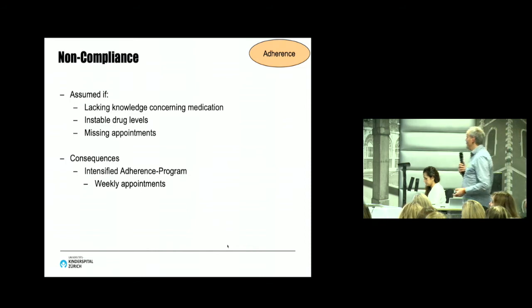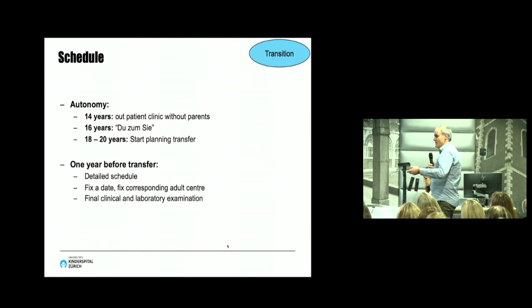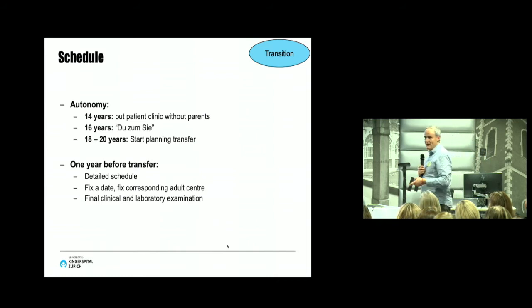We make weekly appointments and try to optimize the schedule with 14-year-olds. We ask the parents to be out of the room, which is not always that easy. We switch from, sorry, this is German, from "du" to "Sie." We Swiss and Germans, we are a bit stupid. "You" is not "you." There is a polite form of "you," and this is the "Sie." I hope you get that point. But this is making you adult, okay?